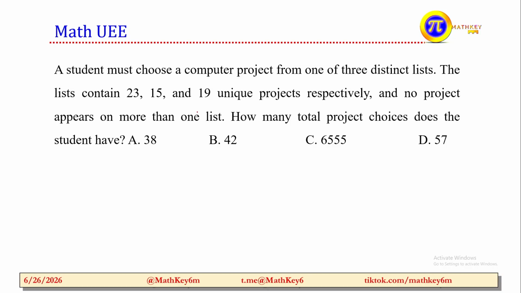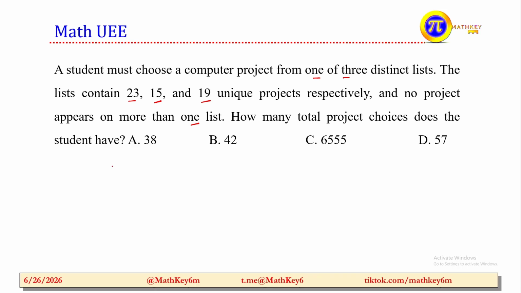Let us see it. The question says that a student must choose a computer project from 1, 2, 3 distinct lists. The lists contain 23, 15 and 19 unique projects respectively. No project appears on more than one list, and how many total project choices does the student have? This says that we apply the counting rules that we are familiar with.